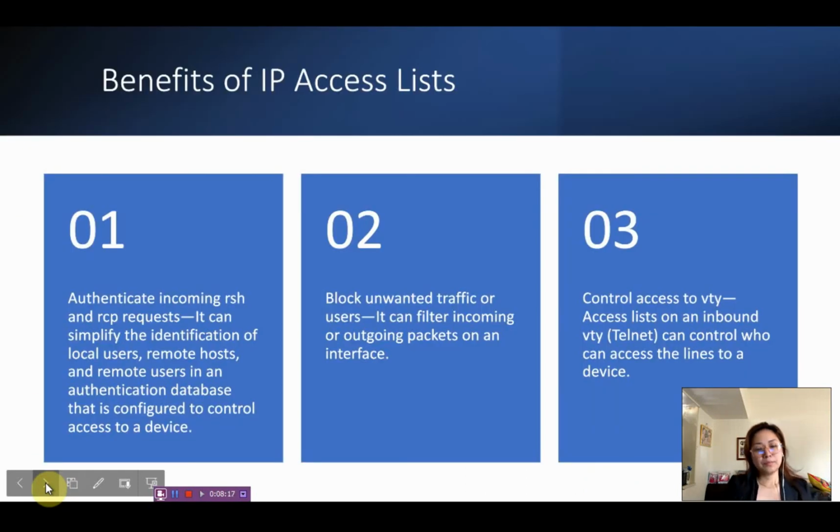So, let's proceed to the benefits of IP access lists. Number 1, authenticate incoming rsh and rcp requests. It can simplify the identification of local users, remote hosts, and remote users in an authentication database that is configured to control access to a device. Number 2, block unwanted traffic or users. It can filter incoming or outgoing packets on an interface. Number 3, control access to VTY. An access list on an inbound VTY Telnet can control who can access the lines to a device.